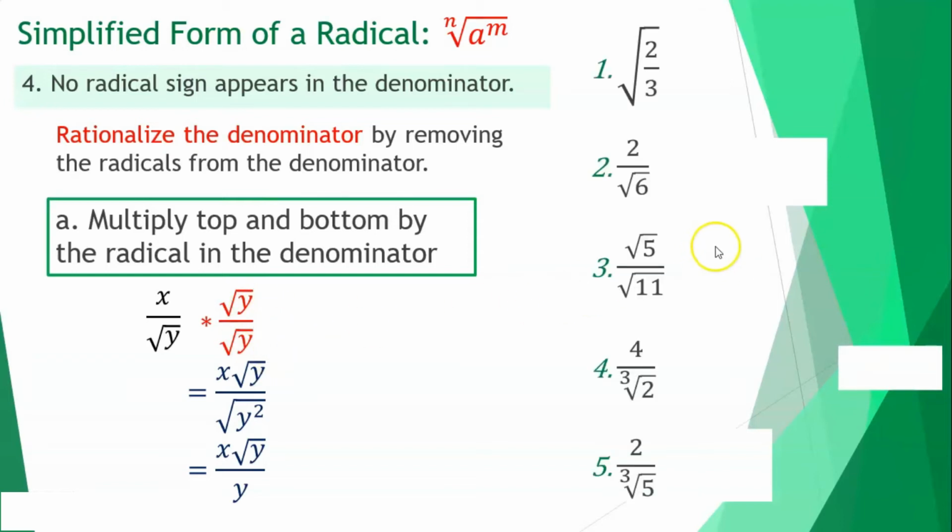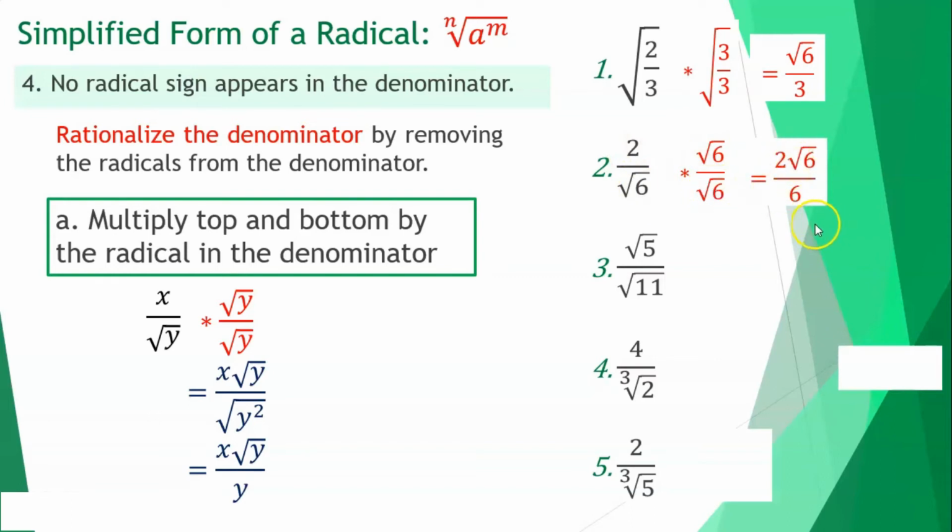Okay, let's have an example. So, let's have this: square root of 2 over square root of 3. Multiply the entire expression by square root of 3 over square root of 3. At this point, this would become square root of 6. And square root of 3 times square root of 3, that's square root of 9, or simply 3. Okay, next. That's 1. So, multiply here by square root of 6 over square root of 6. This time, this will become 2 square root of 6. And square root of 6 times square root of 6, that's square root of 36, or simply 6. Or you can still simplify this further to square root of 6 over 3.